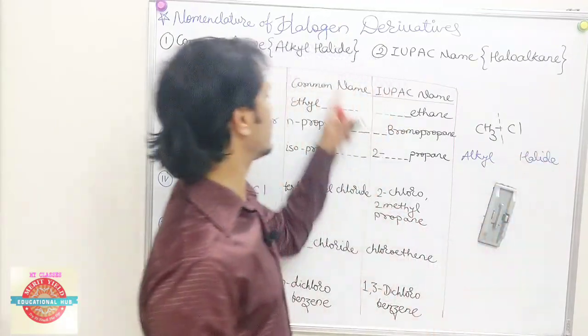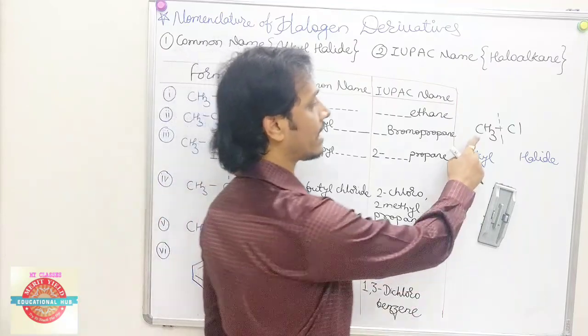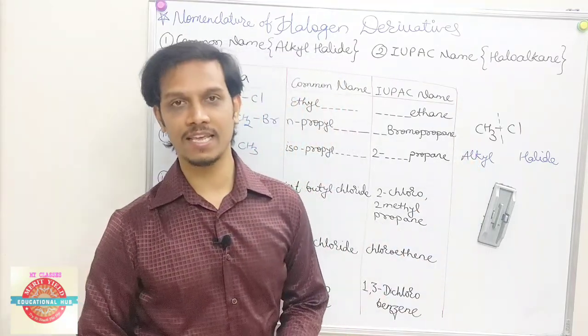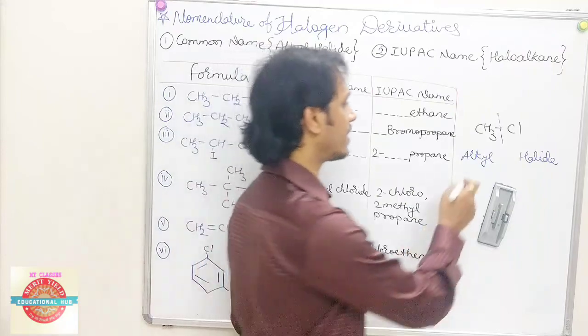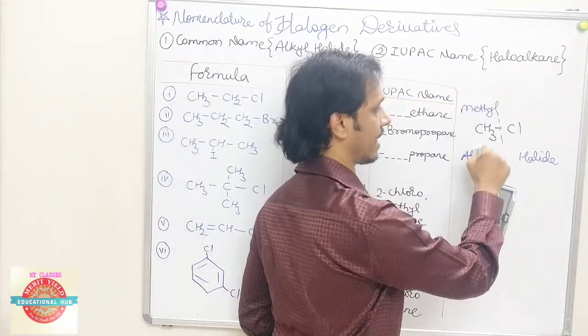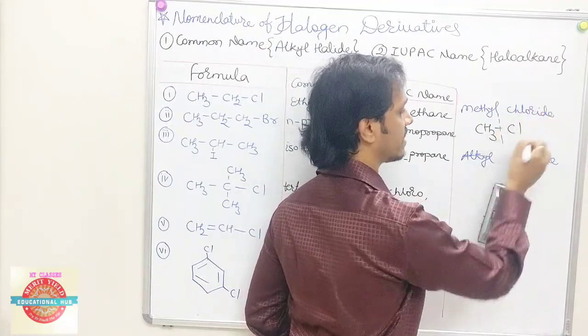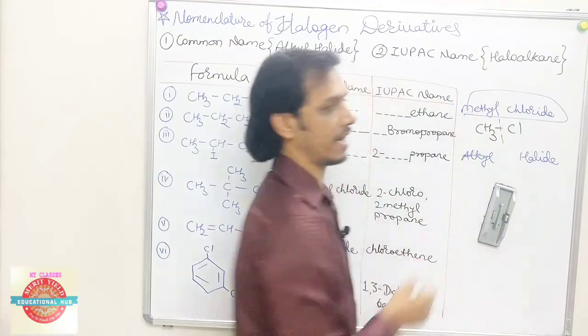That's all. As we can see here, it is an alkyl halide. Here, the one-carbon system in alkane is methane, so that methane turns to methyl. Now CH3 becomes methyl and Cl becomes chloride. So the name of CH3Cl will become methyl chloride.